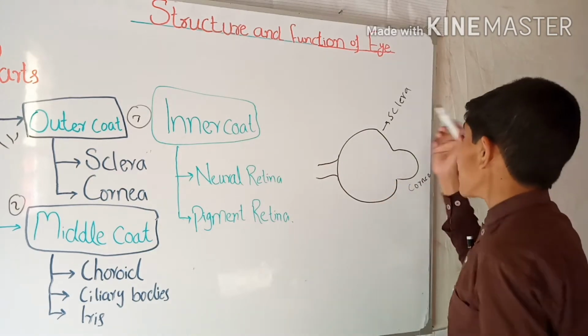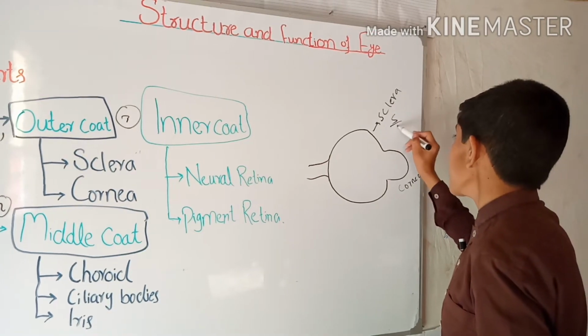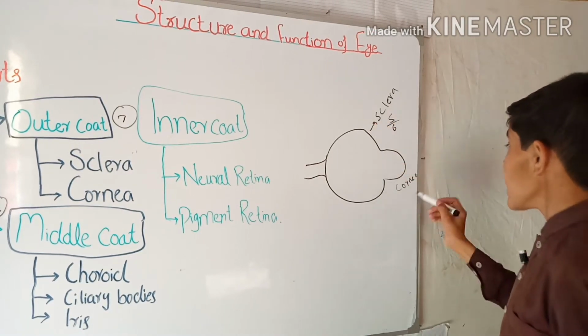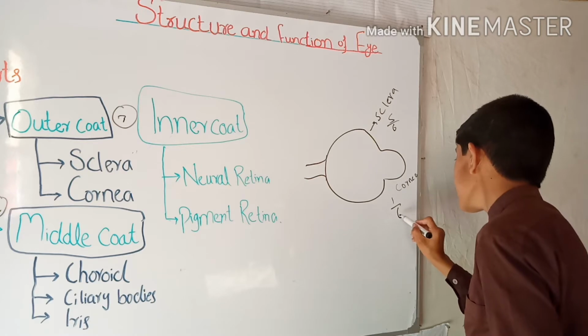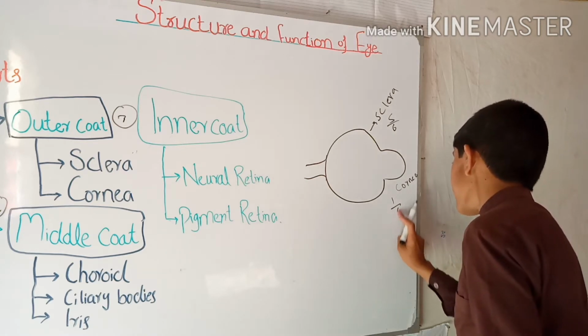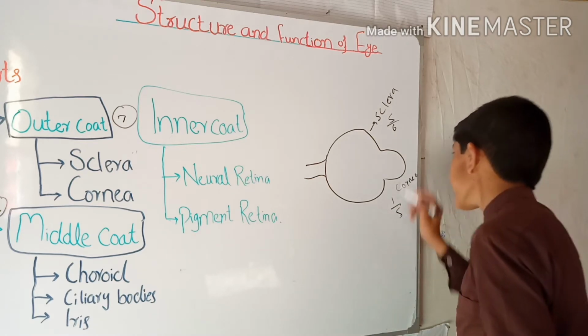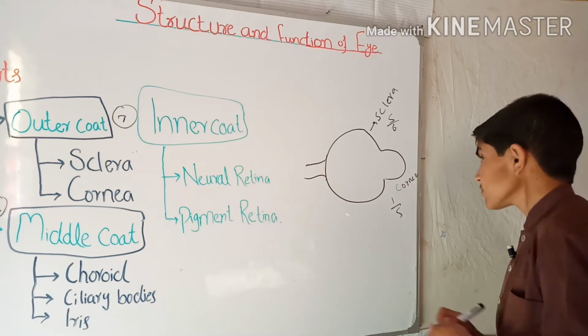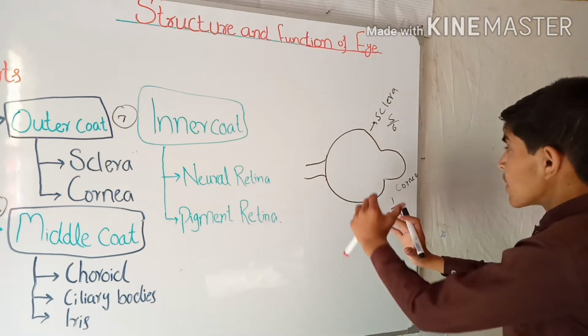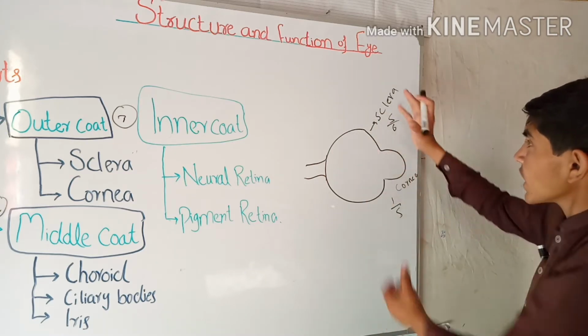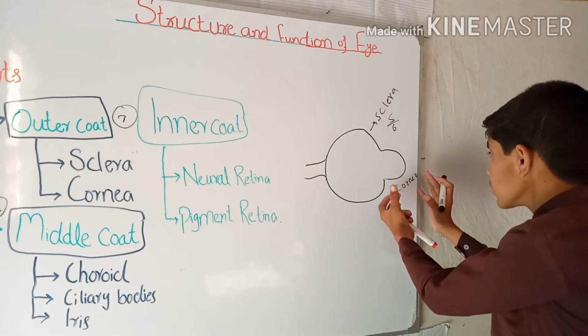This outer part is 5/6 sclera, and this is 1/6 cornea. Okay, this is the little part and this is the big part. This is the outer protective coat which consists of sclera and cornea.